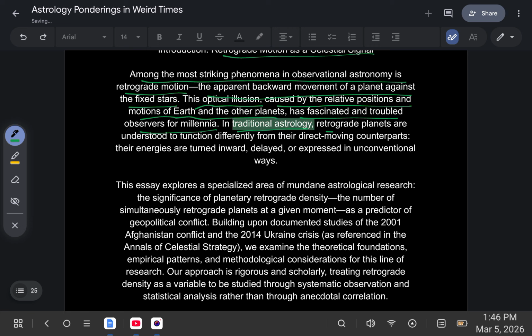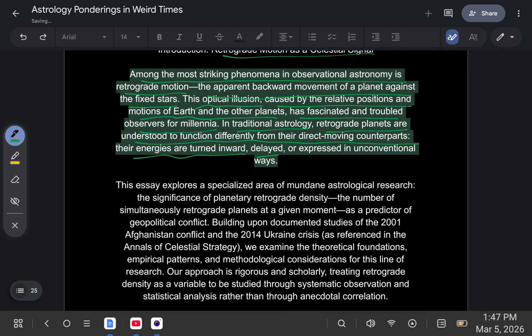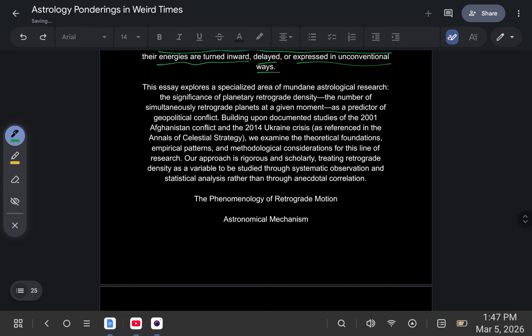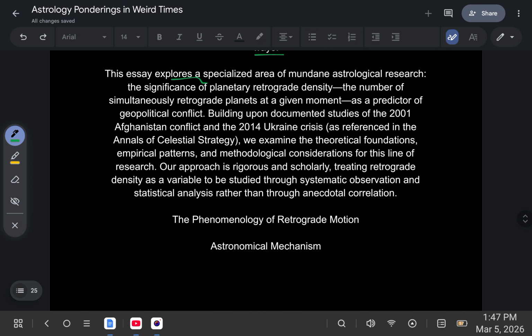In traditional astrology, retrograde planets are understood to function differently from their direct moving counterparts. Their energies are turned inward, delayed, or expressed in unconventional ways. In this video, we are going to explore a specialized area of mundane astrological research, the significance of planetary retrograde density, the number of simultaneously retrograde planets at a given moment as a predictor of geopolitical conflict, building upon documented studies of the 2001 Afghanistan conflict and the 2014 Ukraine crises.